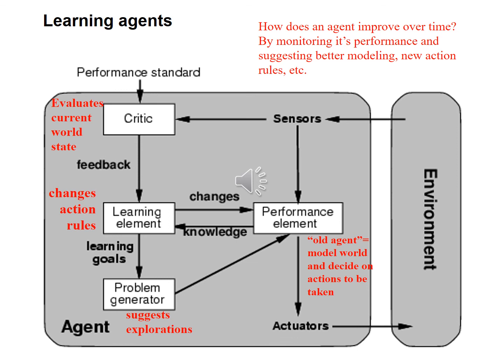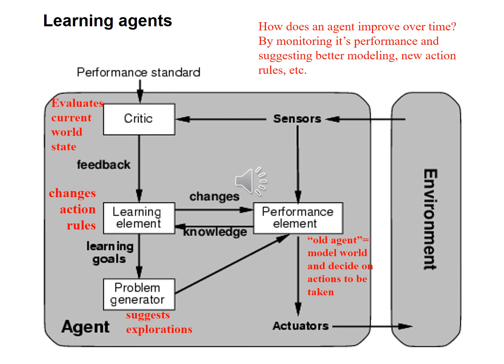We have already seen the performance element before. It is basically the entire agent architecture from before, so the previous architectures. It takes in the percepts and decides on actions. Then the learning element uses feedback that comes from the critic on how the agent is doing and determines how the performance element should be modified to do better actions in the future.